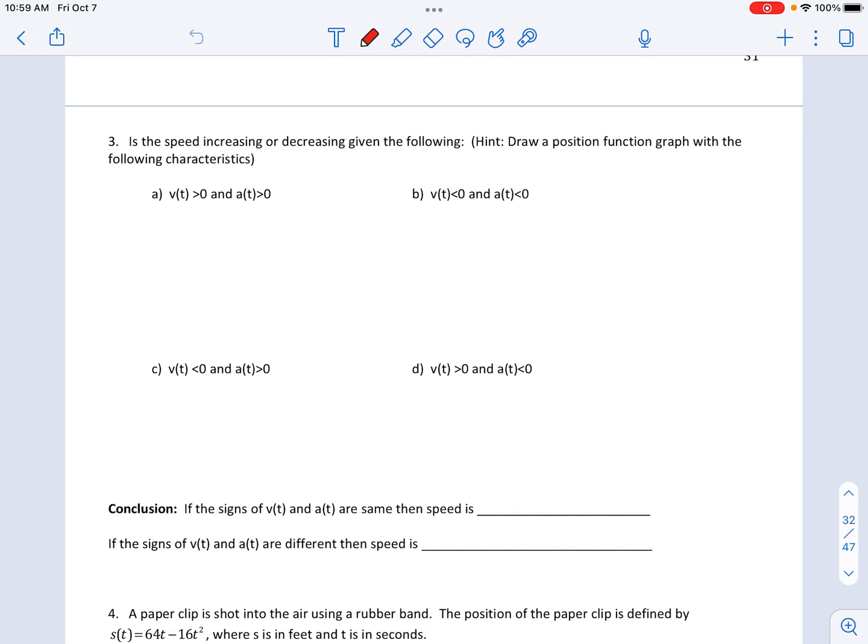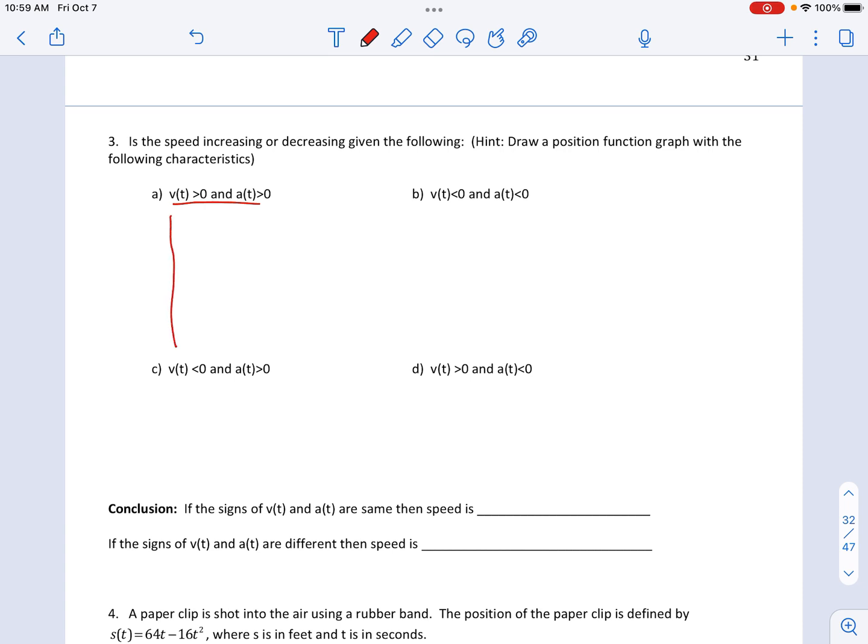Okay, we're going to look at the relationship between velocity and acceleration and speed now. So the question is: is the speed increasing or decreasing based on the velocity and acceleration? We're going to look at 4 different scenarios. First of all, what if the velocity and acceleration were both positive?